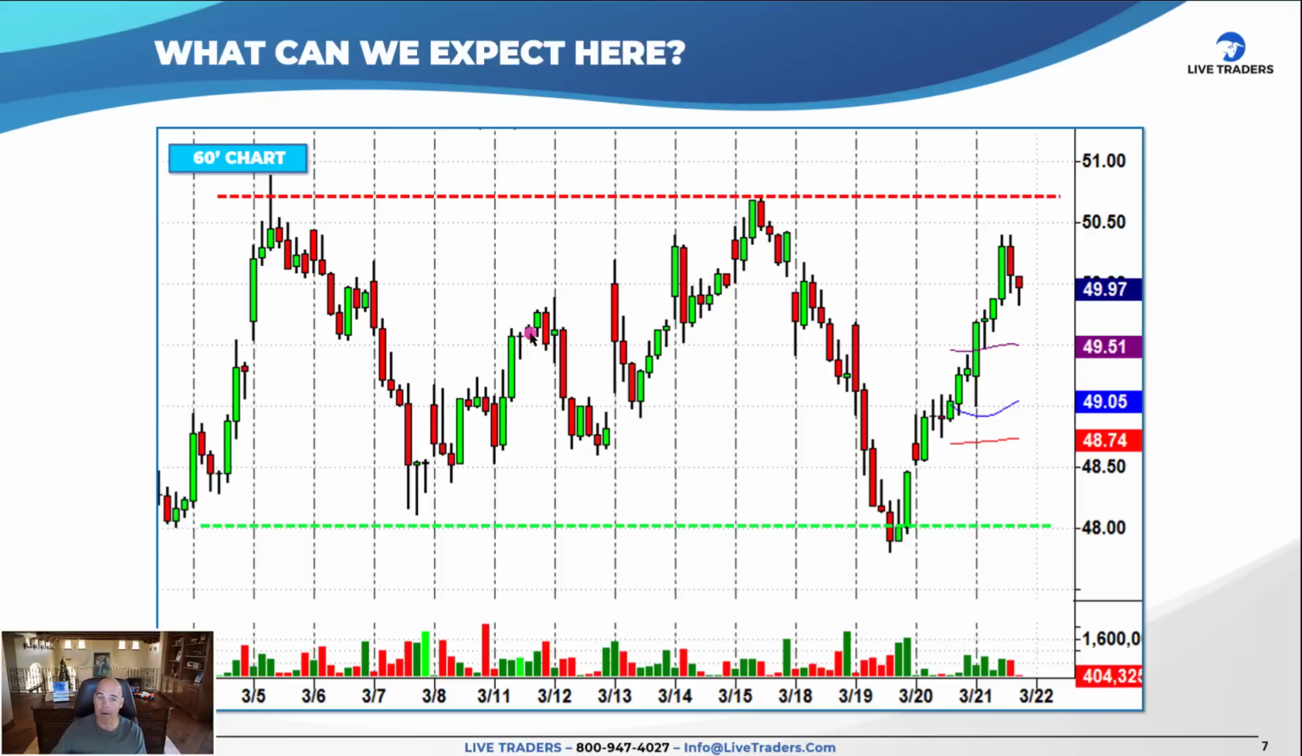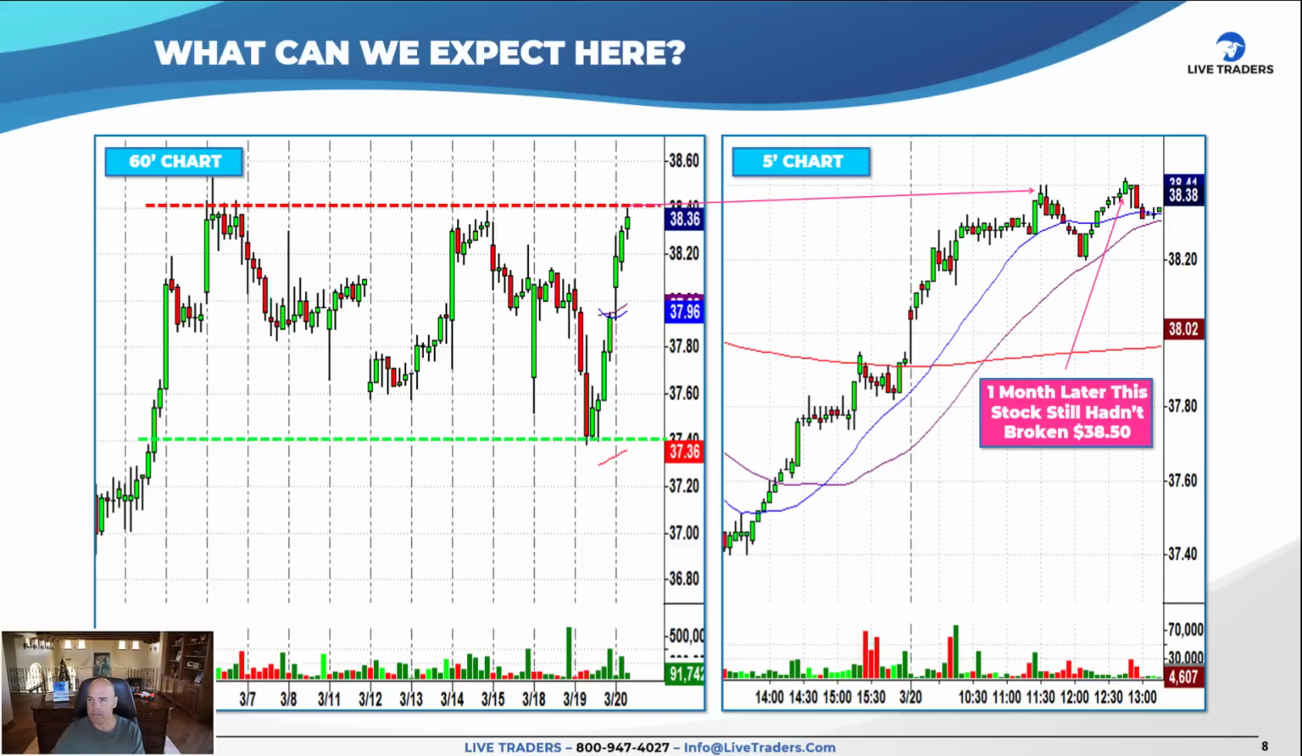But remember, how it enters an area is very important. Okay? Next, it's like deja vu. We have another 60-minute chart that moves up, goes from like 37 to 38.40, chops around, and then gets a lot of buyers to come in over here on March 19th. Green bar, green bar, 1, 2, 3, 4, 5, 6, 7. Double top at 38.40. 7 green bars at 38.40.